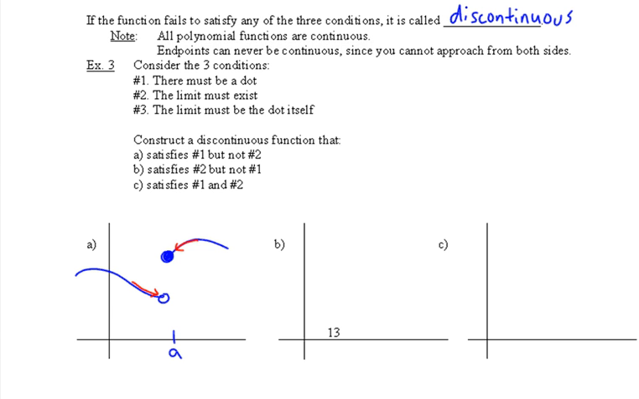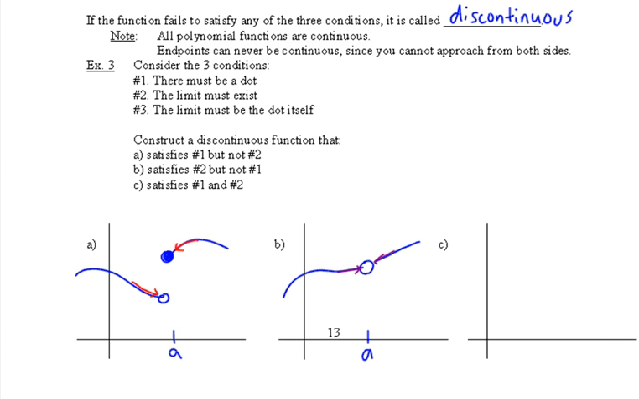Okay, now satisfies number 2, but not 1. So the limit exists, but there's no dot. Whatever you want to draw, there should be an open circle somewhere at A. So notice, yes, the limit exists, approaches the same thing from both sides, but is there a point at A? No, it's a hole.